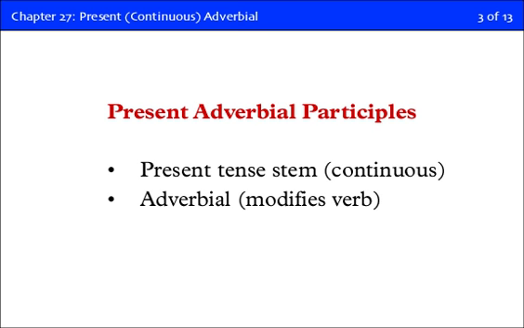Second, all of these participles are adverbial. We're actually not going to hit the adjectival participles for another 2 chapters. So for right now, just understand all the participles we're going to look at are going to be categorized as adverbials, which means the primary meaning is going to be in modifying the verb and not some other word. So, present adverbial participles.